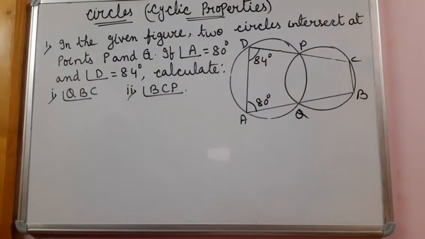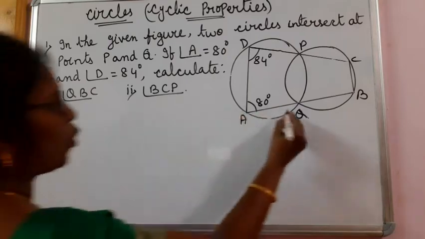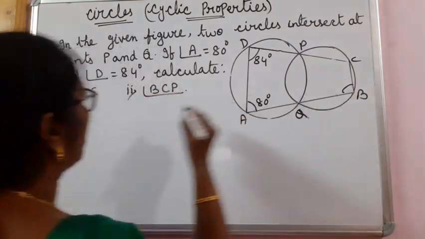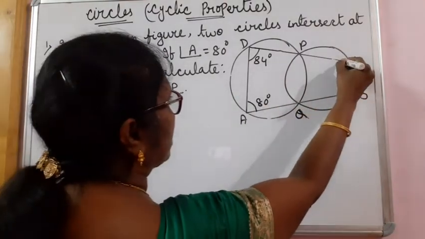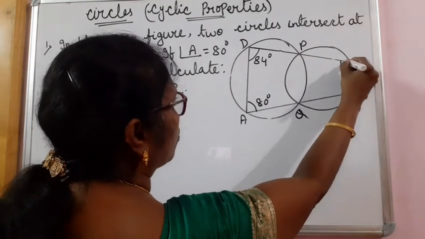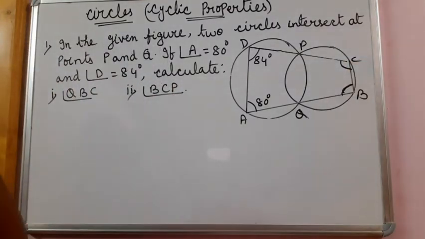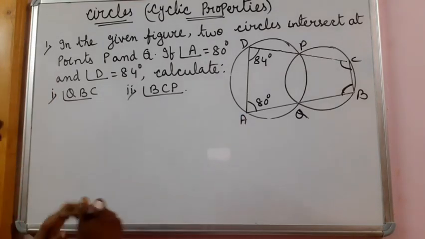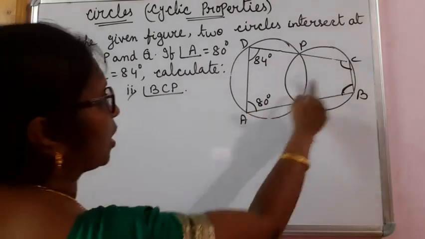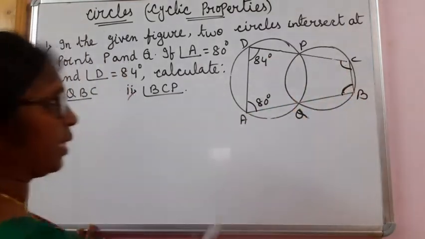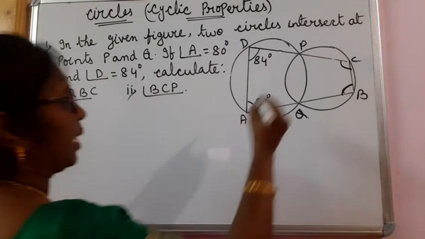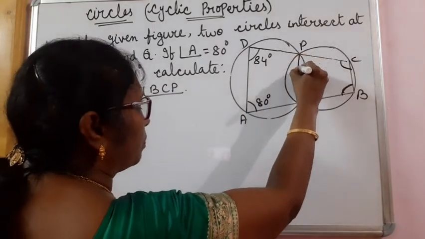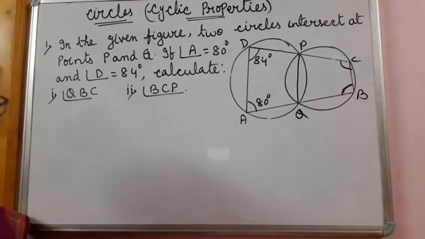If we have to calculate angle QBC, this angle, and angle BCP, this angle, these two angles we have to calculate or find. So for this particular question, directly from here to here, or here to here, we cannot do anything. So what we have to do is join PQ.